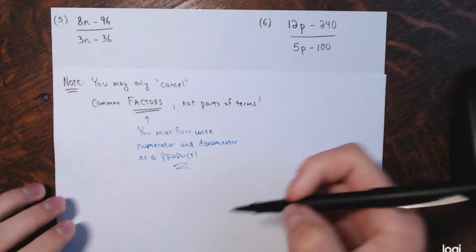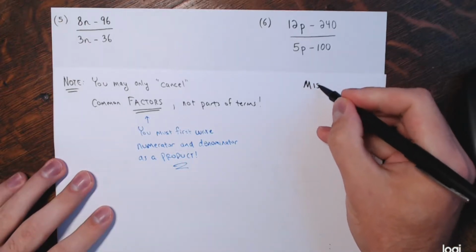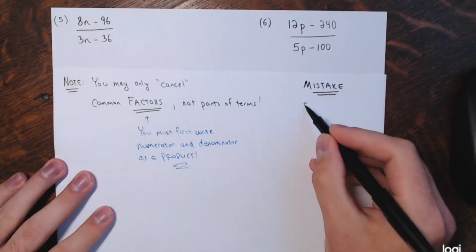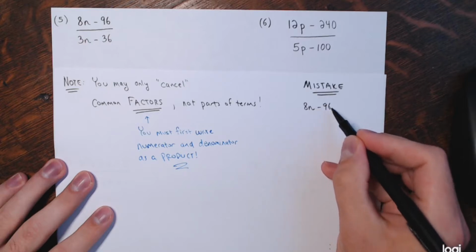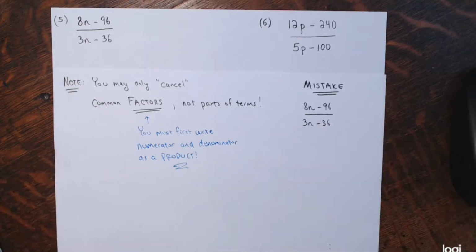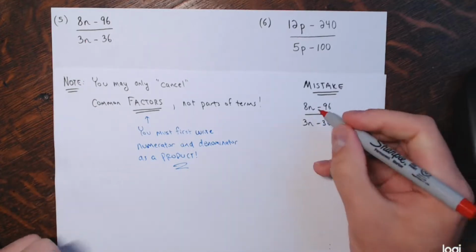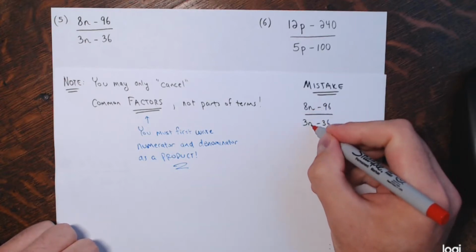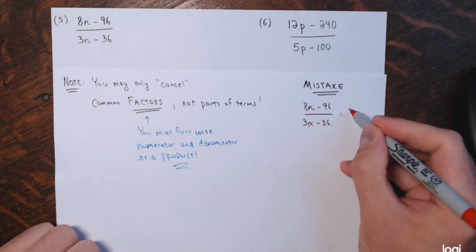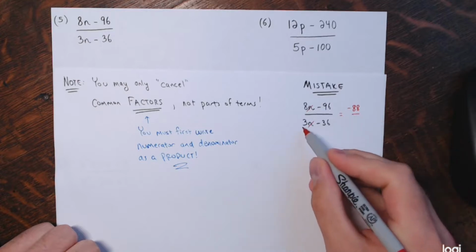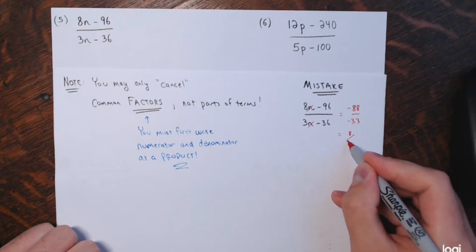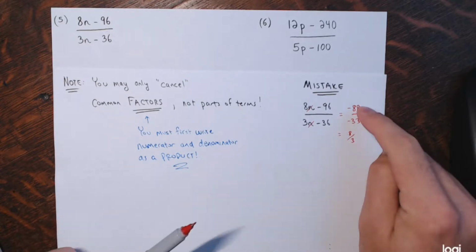Because very often, here's a common mistake. You see number 5 there: 8n minus 96 divided by 3n minus 36. Too often, I see people do this. Oh, there's n there and n there, so I cancel them. Leaving me with 8 minus 96, which would be negative 88, and then 3 minus 36 is negative 33, and then this is positive 8/3, because 11 goes into both of those evenly.